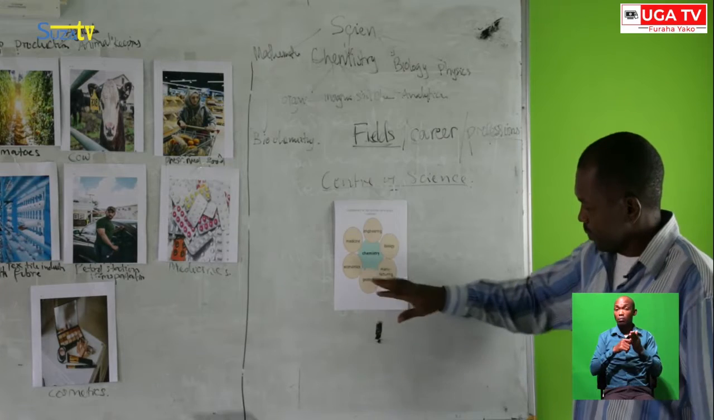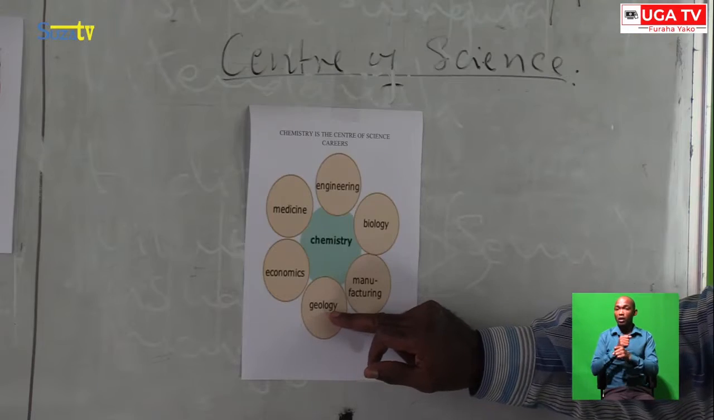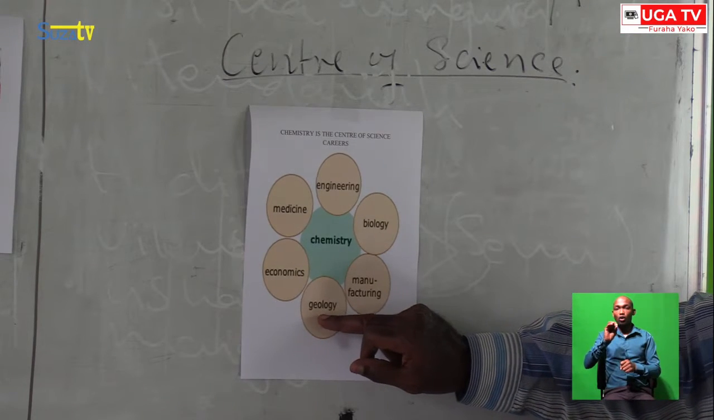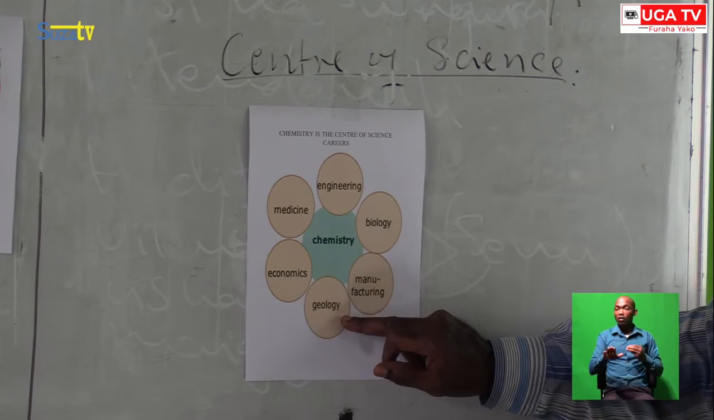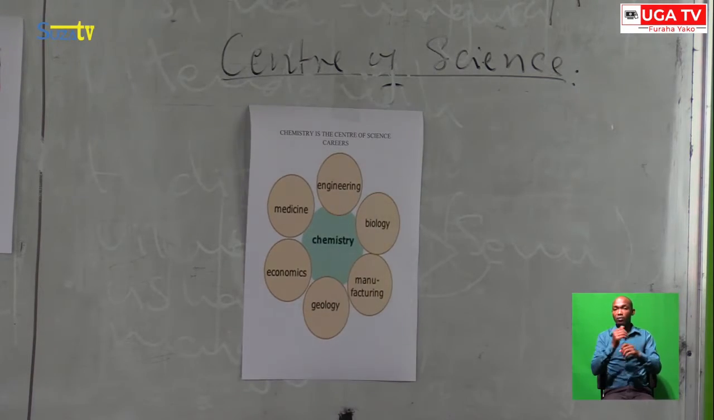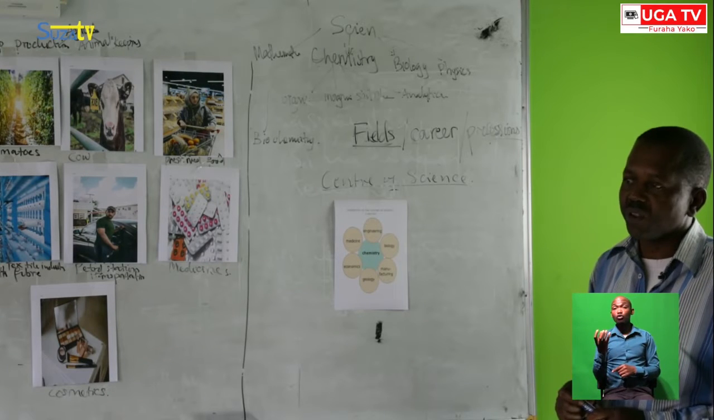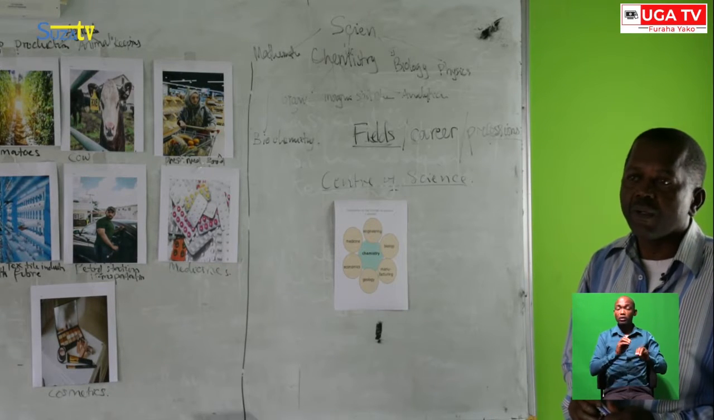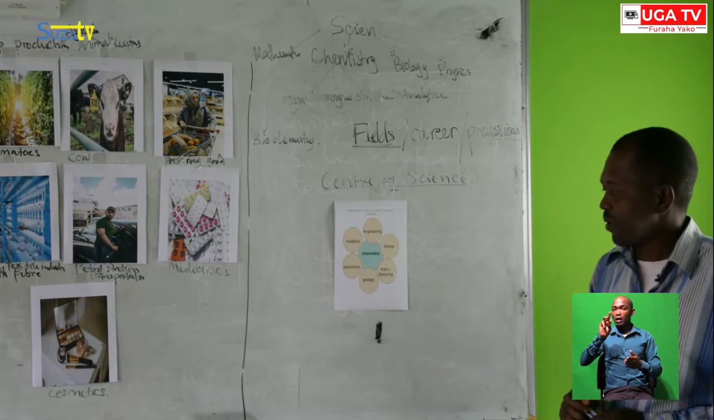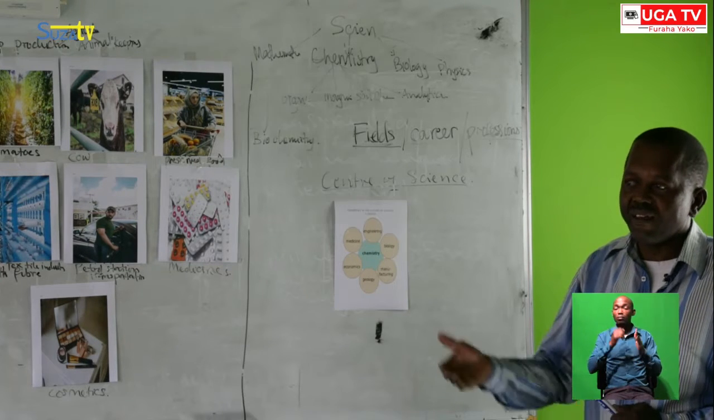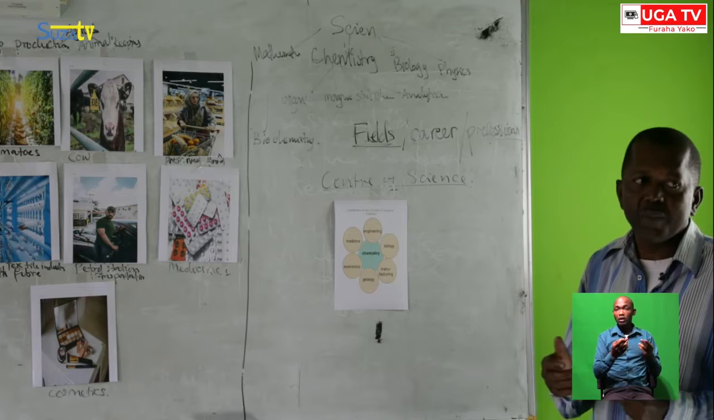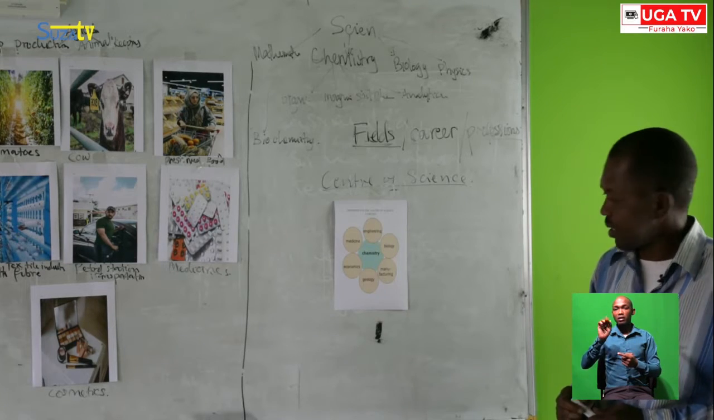Just an example. We have geology. We are studying the Earth, whereby different rocks are learned, and those rocks contain chemicals. For example, we have limestone, calcium carbonate, and we have iron compounds. So we are talking about minerals, which are chemicals.